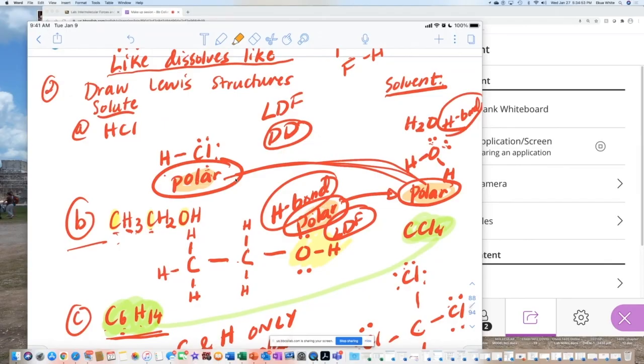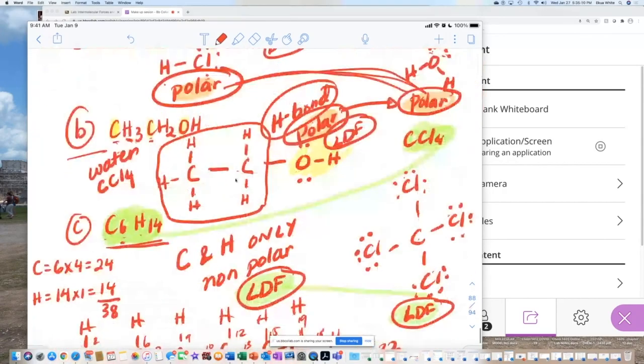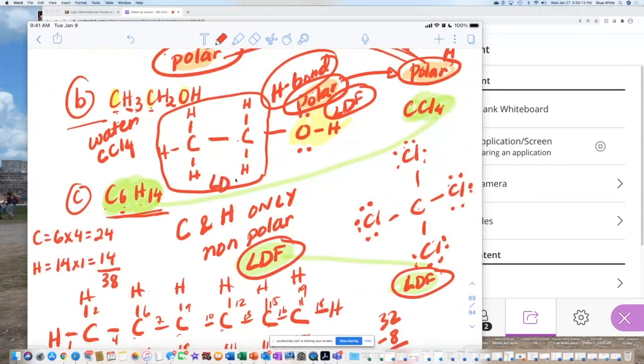We haven't learned this other part yet, but the alcohol will actually go with both. The alcohol will go with water and it will go with CCl4, because you see this part here, it's kind of like that. So it does have a strong LDF presence. The part that's really LDF will go with that part. So it can dissolve both ways. We'll cover that in chapter 13, I think.